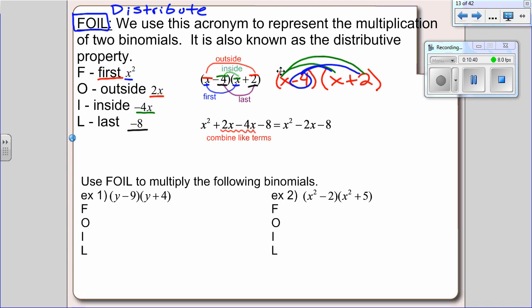When you multiply those things together, you create 4 terms, right? You have x squared, 2x, negative 4x, negative 8. You write all those terms out in one long string like this, and then you combine any like terms you might have. In this case, we have 2x and a negative 4x right there. Those can combine to become negative 2x. The x squared and the negative 8 can't combine with anything, so your final answer would be x squared minus 2x minus 8.